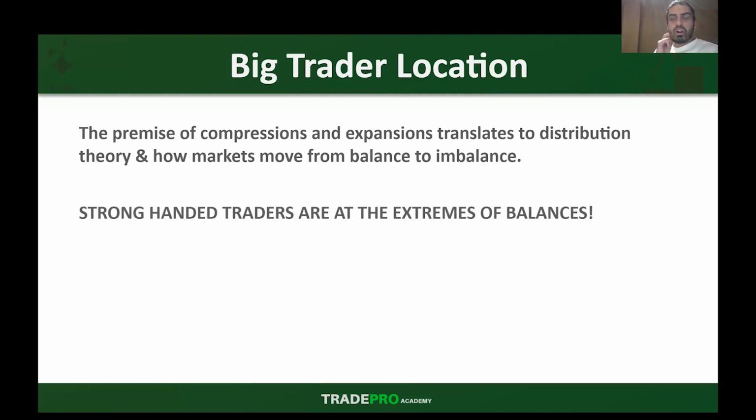Strong-handed traders are going to trade at the extremes of balances, right? Whether it's the outside of a balance or the inside of a balance, strong-handed traders trade at the extremes of balances because those are the ledges that are created by distributions, and that's where they get active because volume thins out and they have the ability to reject or accept price very easily with their large quantities of contracts.